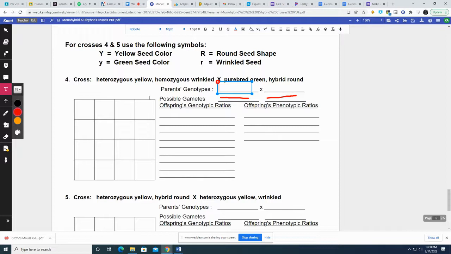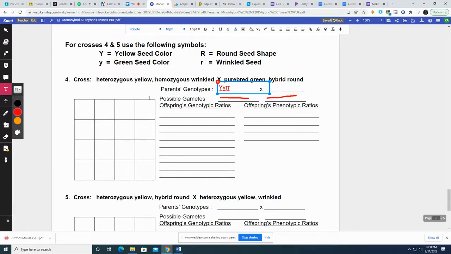Heterozygous means the same as hybrid. It means different. So I need a big Y and a little y. Those are different. Now this plant is also homozygous wrinkled. Homozygous means same. And wrinkled is recessive, so it didn't even have to say homozygous, because the only way you could have wrinkled seeds is to have little r, little r. Boom, we found the genotype of that plant. Notice it's 4 letters, not 2.